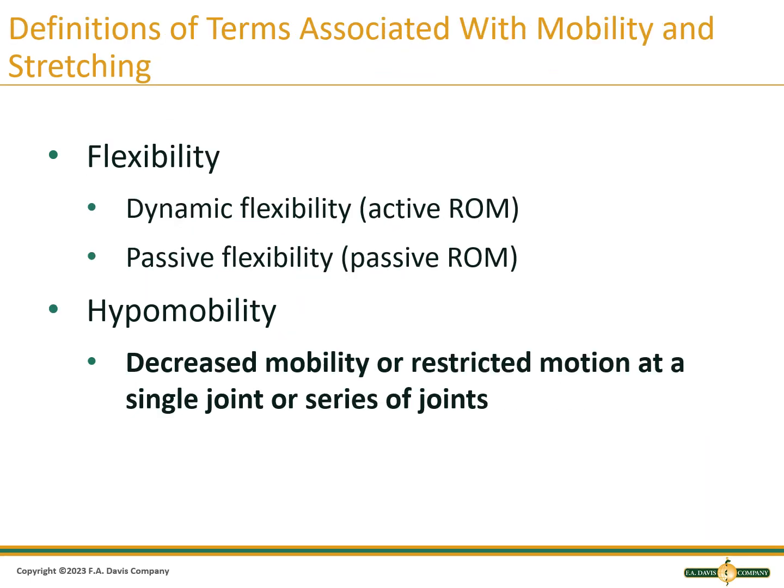When we talk about flexibility, we want to talk about how much a person or a limb segment can move. So we have dynamic flexibility and passive flexibility. Dynamic flexibility is how much the patient is in control of, or the person can move themselves, and what their range of motion and overall mobility look like when they're in control. And then passive flexibility is when something else is moving the extremity or the person, how much movement do they have. Hypomobility is defined as decreased mobility or restricted motion at a single joint or series of joints, and we utilize flexibility interventions to treat hypomobility.